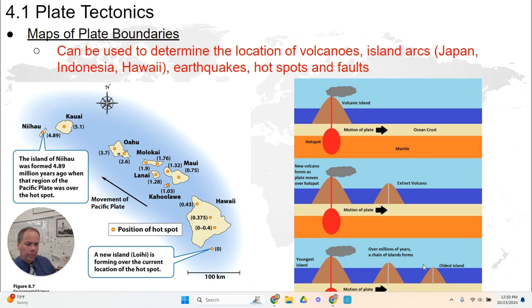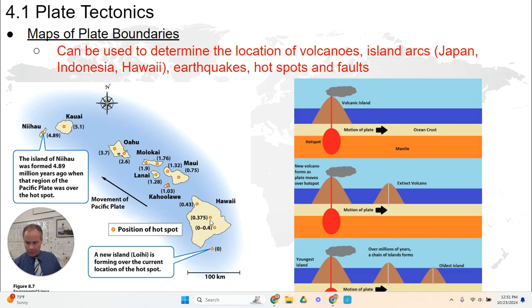By determining the age of the rocks that are formed on these islands, we can actually determine the speed that this plate is moving. And so the Hawaiian Islands are an example of this. Here is the hot spot. There's actually a new island forming here over this hot spot. Hawaii is the youngest island that's present.